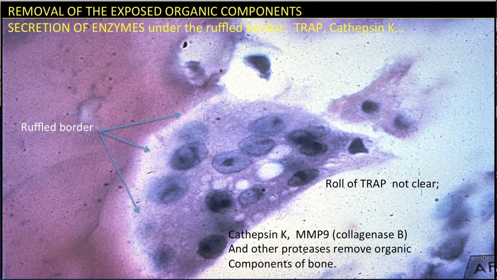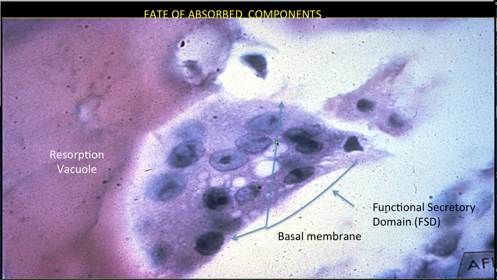Tartrate-resistant acid phosphatase is also released into the resorption vacuole. The precise action of this enzyme is unknown. It does, however, leak out into the serum, leading to its use as an indicator of excessive bone resorption, a marker in metabolic bone disorders. The released collagen and other fragments, as well as solubilized calcium and phosphate, are taken in by endocytosis from the resorption lacuna into the cell.